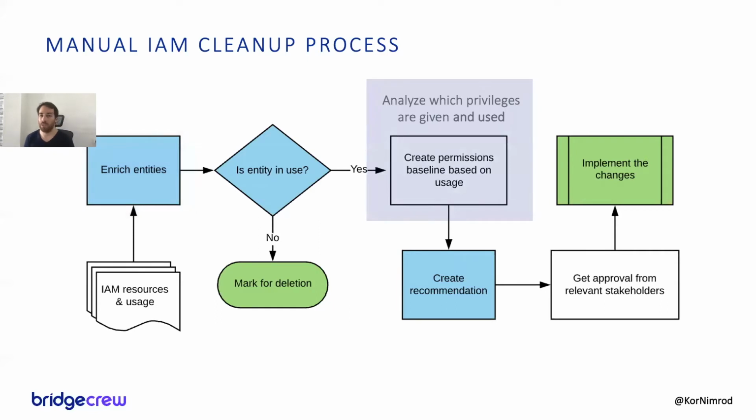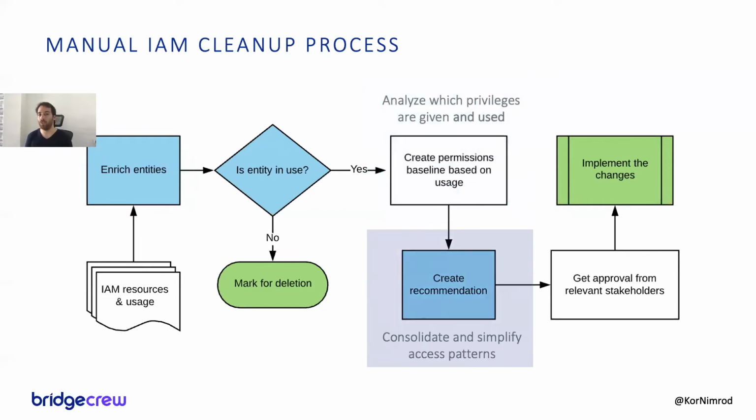So if it is in use, we need to talk about which privileges are actually needed and create a baseline based on usage. So this means that following this flow, nothing should break, as all privileges that are in use will be maintained. But this gives you an easier ability to actually revoke permissions that shouldn't be used and identify problematic places in your application.